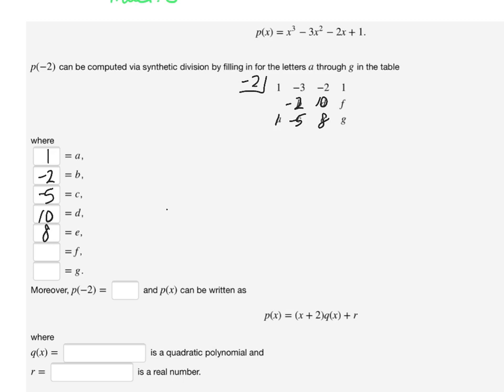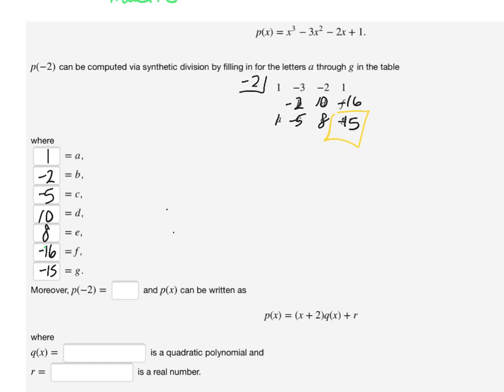Negative 2 times 8 gives me negative 16. That's what's going to go into F. And then negative 16 plus 1 is negative 15, and that's what goes into G. Okay? So when negative 2 is put in, your remainder is what? Negative 15. That is the value that comes out if you put negative 2 into the original function.